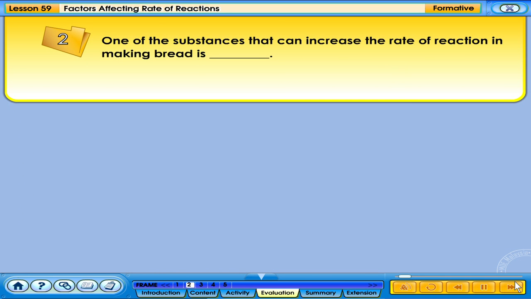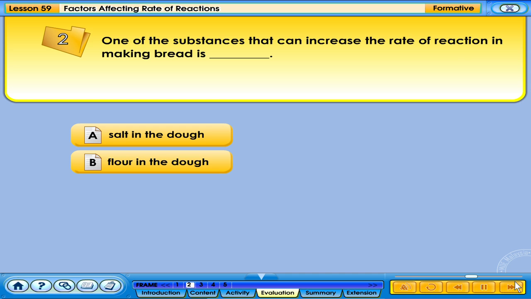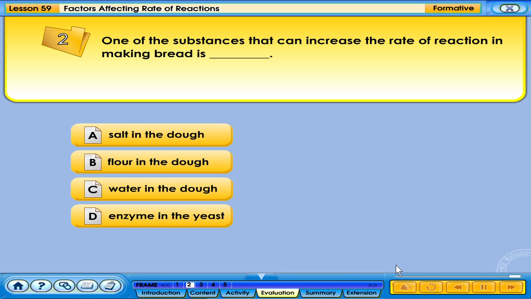One of the substances that can increase the rate of reaction in making bread is A. Salt in the dough. B. Flour in the dough. C. Water in the dough. D. Enzyme in the yeast. Your answer is correct.